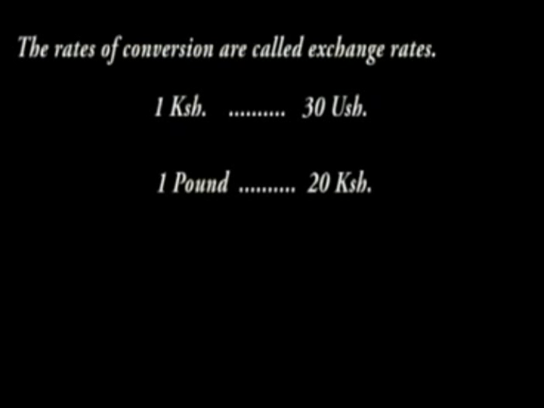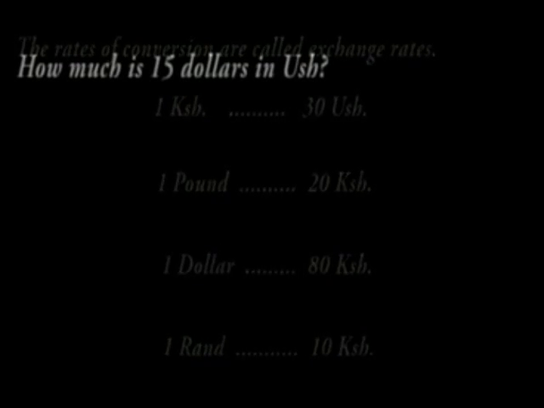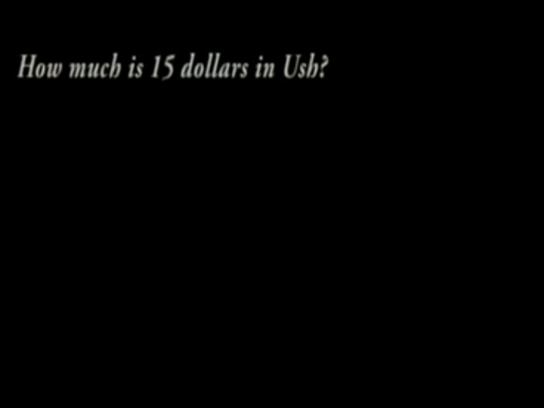The rates of conversion are called exchange rates. These rates are constantly changing, as you may have seen in newspapers and on television. For example, given the following, 1 Kenya shilling is equal to 30 Uganda shillings, 1 pound is equal to 20 Kenya shillings, 1 dollar is equal to 80 Kenya shillings, 1 South African rand is equal to 10 Kenya shillings. How much is $15 in Uganda shillings?